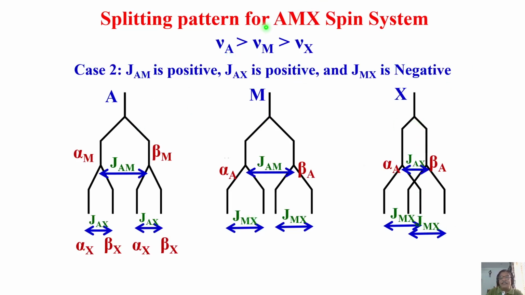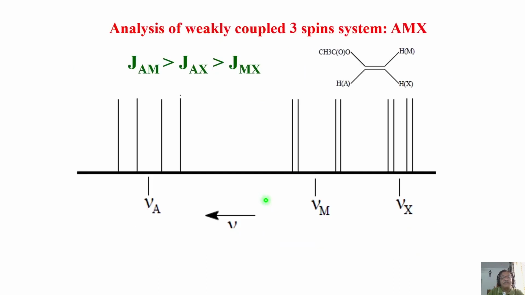When I interchange the sign, what happens? Earlier I wrote this as the alpha and beta state. Now this will become the beta state, and this will become the alpha state. What does it mean? The order of the transitions gets reversed. That's all. Nothing else. You will see no difference in this spectrum. And this is a classic example of analysis of an AMX spin system, taken from the literature.